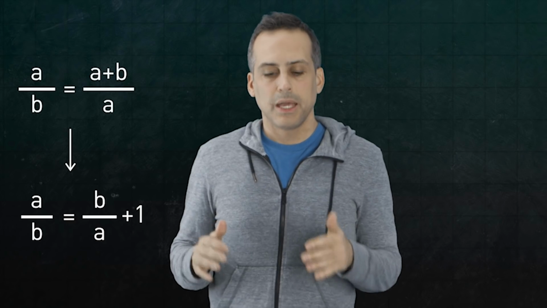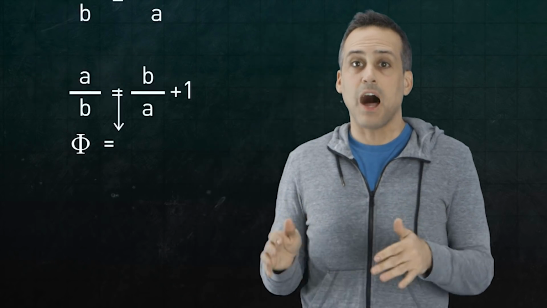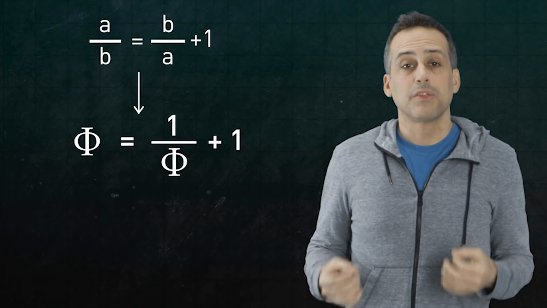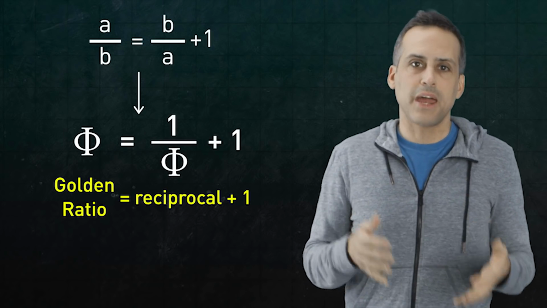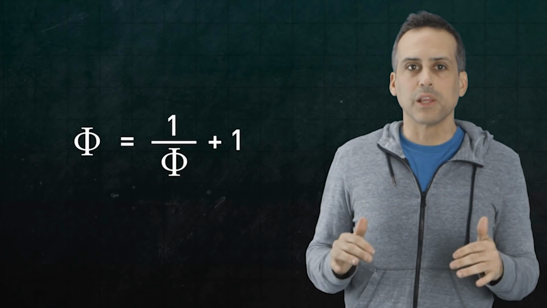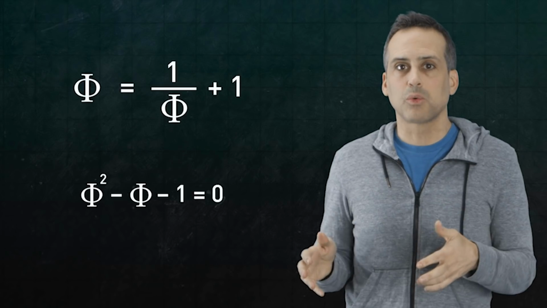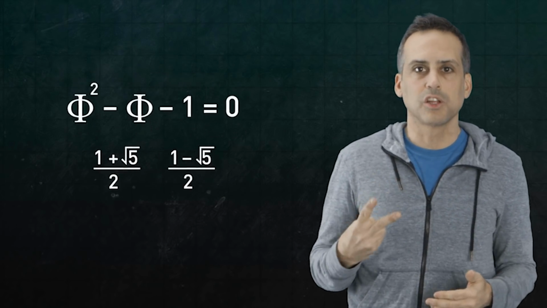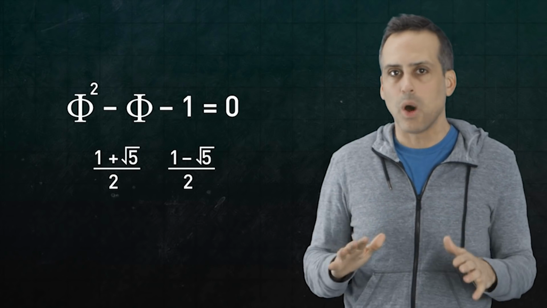Let's start with the defining equation for the golden ratio. It can be rewritten as phi equals 1 over phi plus 1. In other words, the golden ratio is one more than its reciprocal. With a little algebra, we see that this condition is equivalent to the quadratic equation phi squared minus phi minus 1 equals 0, which has two conjugate solutions, one of which is positive, one negative.